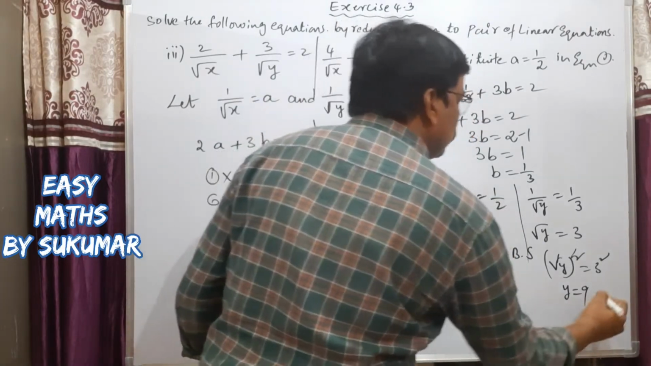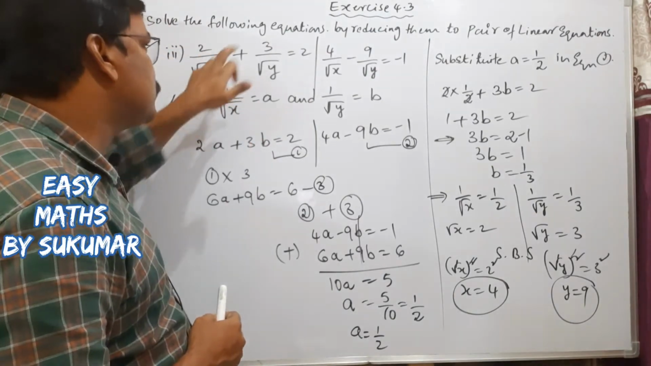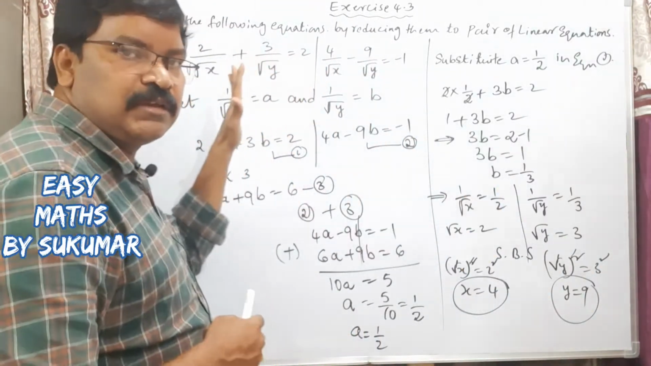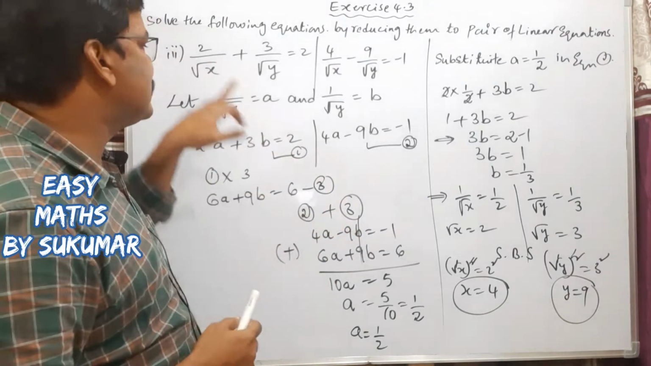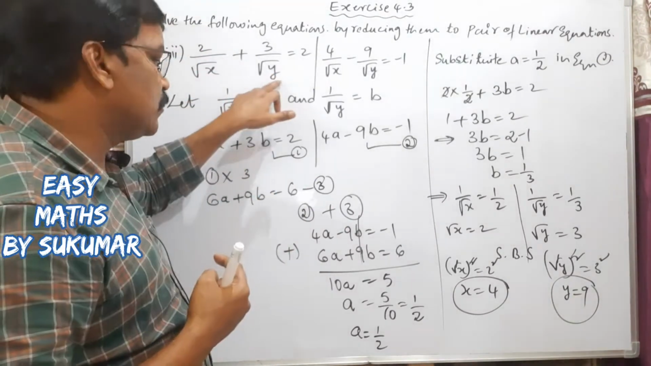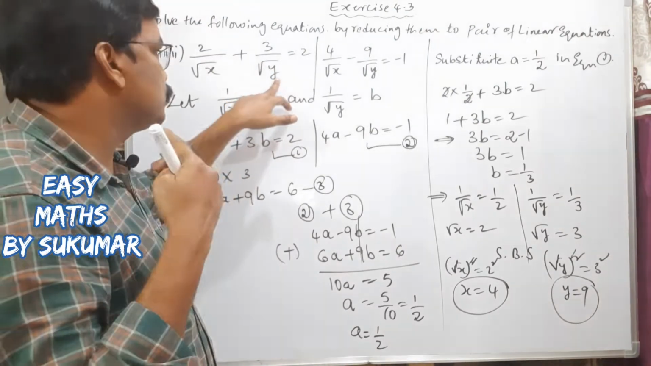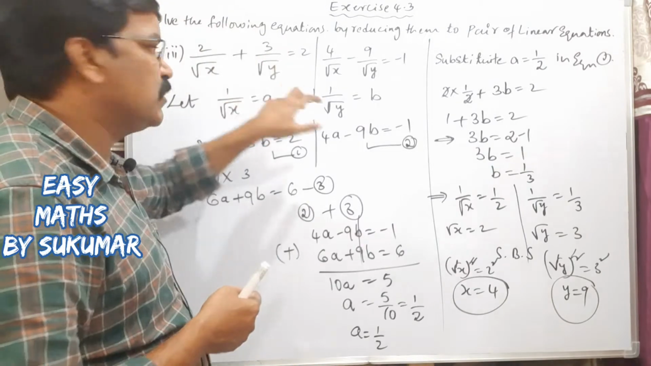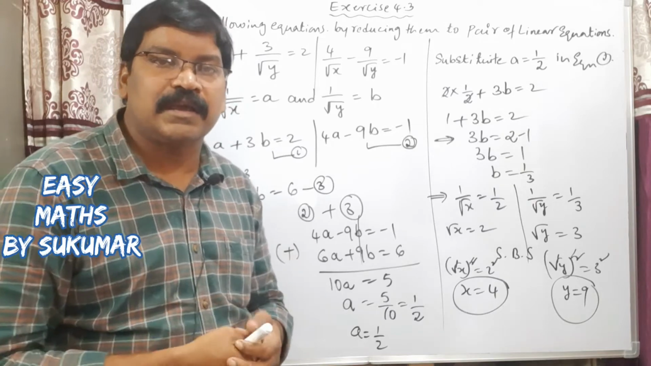So x is equal to 4 and y is equal to 9. Let us verify now, my dear students. 2 by root x plus 3 by root y is equal to 2. Let us substitute these values of x and y in the given equation. What is x? 4. That means root 4 is 2. So 2 by 2 is 1. Similarly, y is equal to 9, that means root 9 is equal to 3. 3 by 3 is also equal to 1. This value is 1 and that value is 1. 1 plus 1 is equal to 2. That means the values of x and y are 4 and 9.